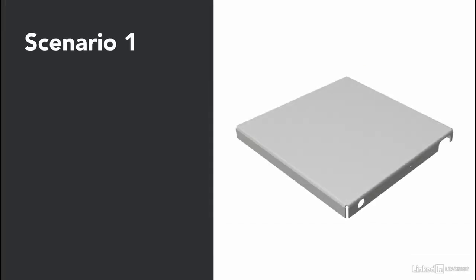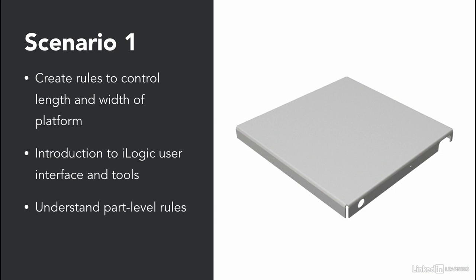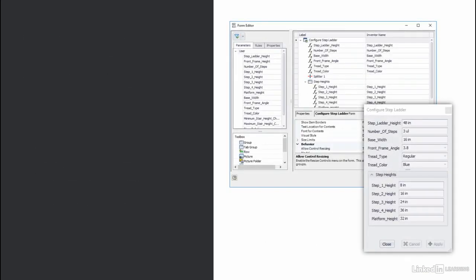Now, during this chapter, we're going to explore some of the iLogic basics. We're first going to look at this platform, and we're going to see how we can create and embed rules inside of parts. And the rules are going to control the length and the width of the platform. This will give you an introduction to the iLogic user interface, and it will help you understand how we create rules at a part level. Next, we're going to look at the form builder that we have inside of Inventor.